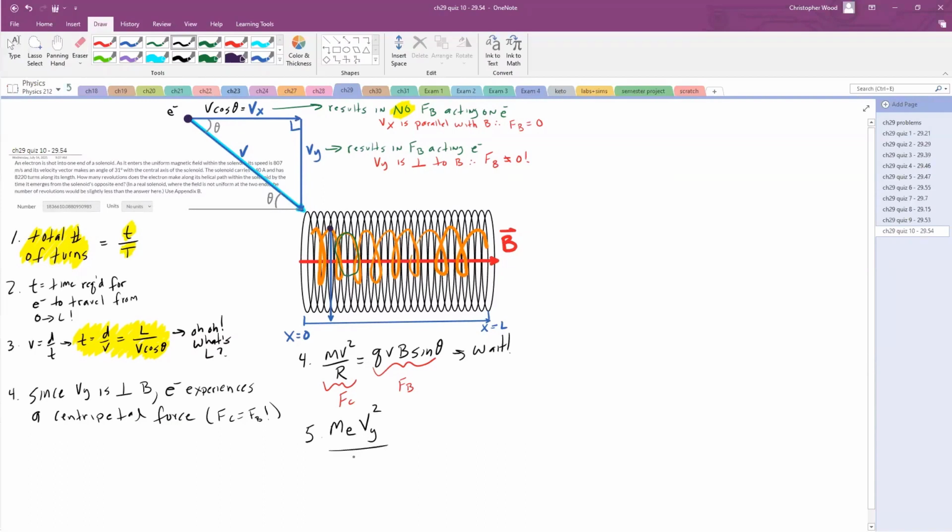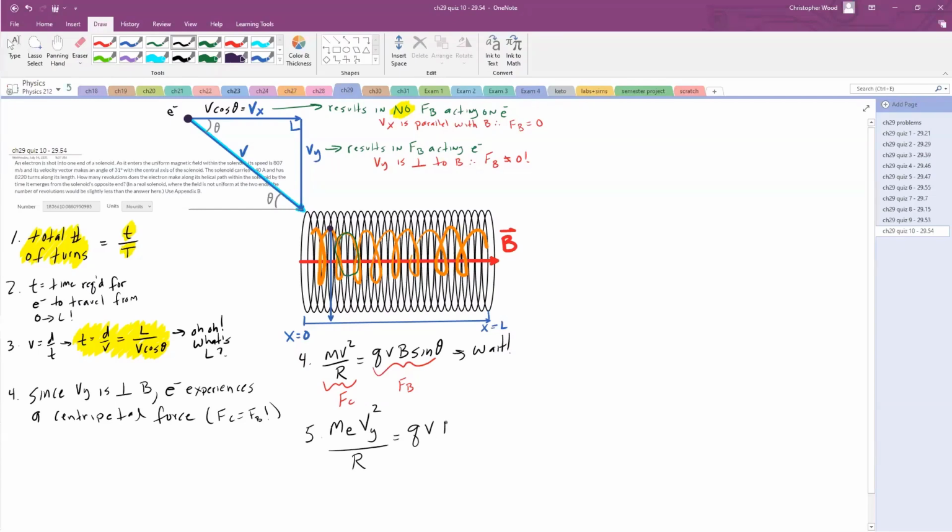mv squared over r, that's my left side. What do I have to worry about? Well, Q, I'm just going to leave that. Q is the charge of an electron. I know that, 1.6 E minus 19. V, so nothing to do. Here's the question: should this just be V, or should it be Vx, or should it be Vy? And then actually it should just be V.